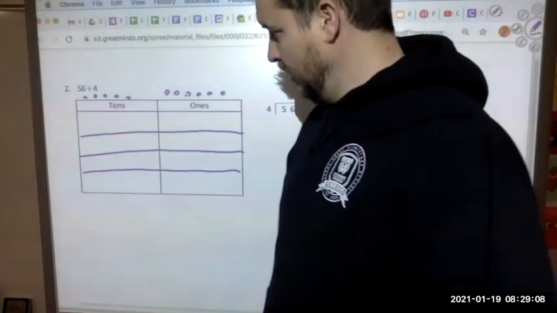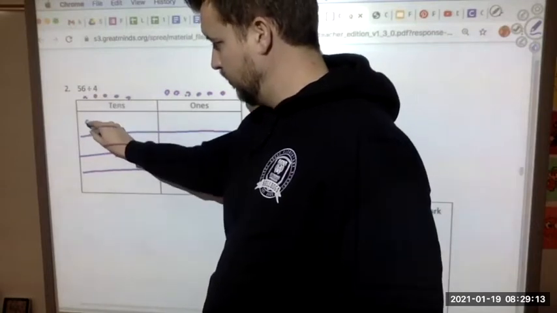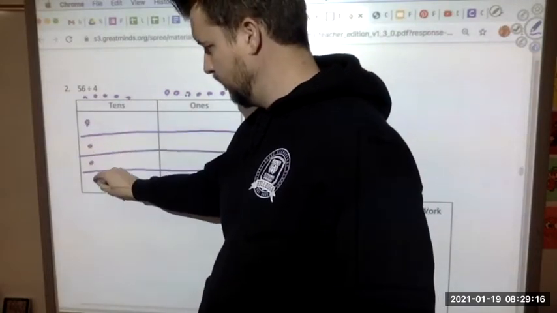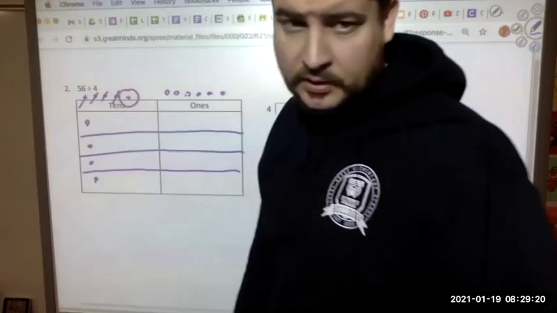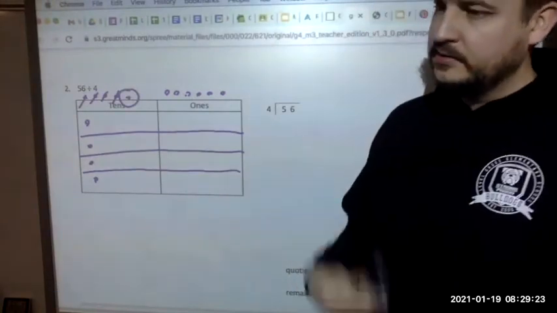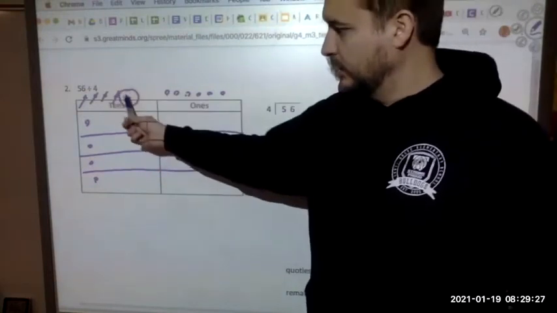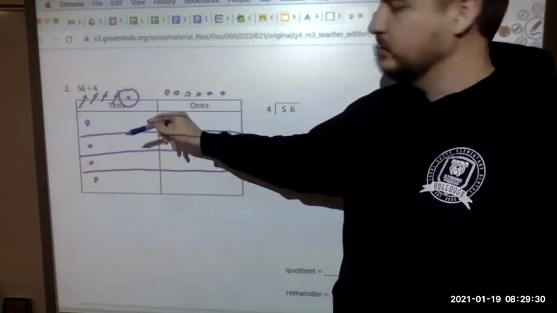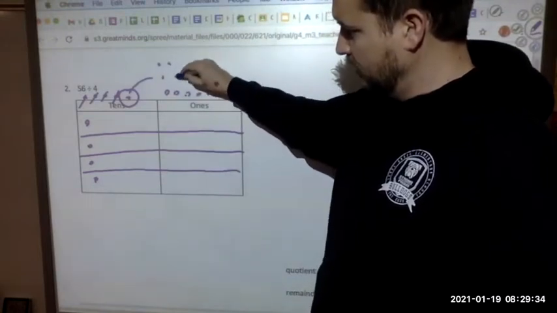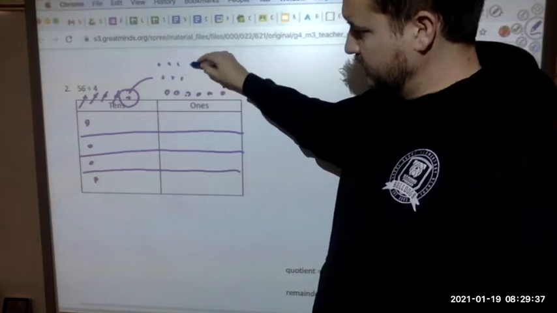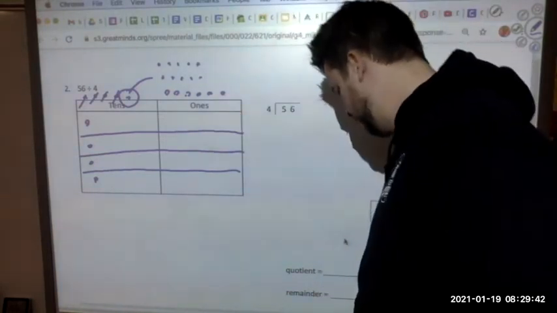Okay. We're going to fair share our 10s. 1, 2, 3, 4. We have 1 10 left over. Remember, the remainder has to be smaller than what I'm dividing by, the divisor of 4. 10 is still bigger than 4, so I need to regroup. 1, 2, 3, 4, 5, 6, 7, 8, 9, 10. Okay, I'm going to fair share those.